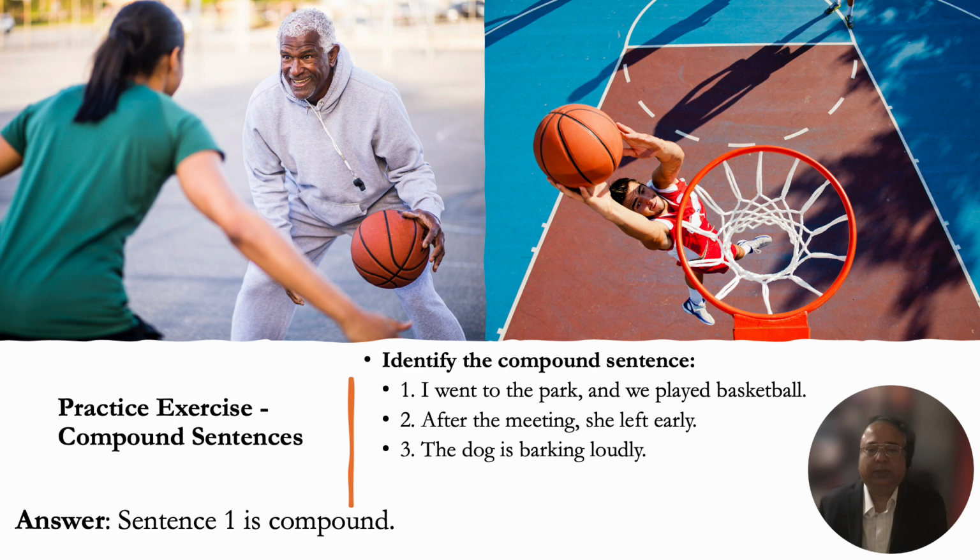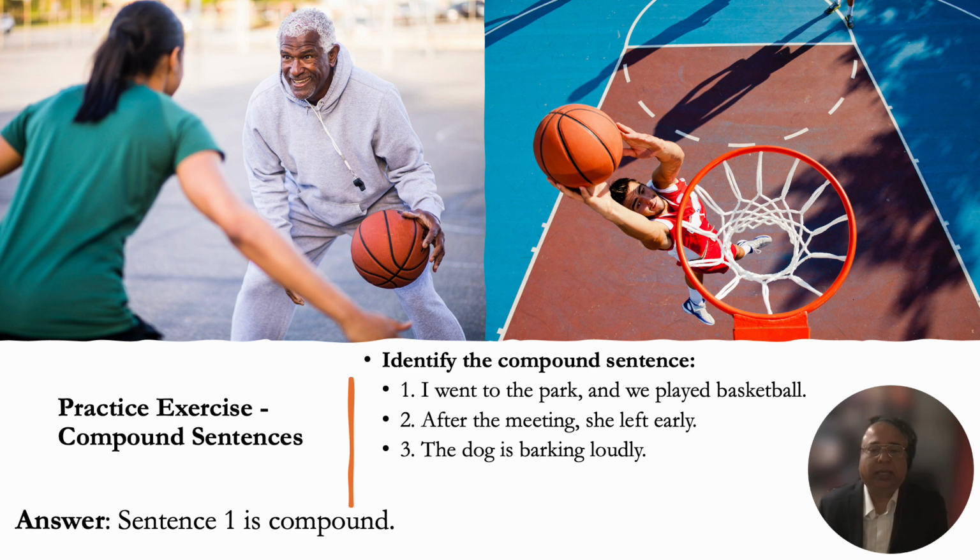All right. Sentence 1 is compound. Do you understand why that is the case? Do you remember what I said about a compound sentence having two independent clauses. The dog is barking loudly. Number 3, that's just one idea, correct? Number 2 is after the meeting, she left early. So you may be saying, well, there are two ideas there, right? There's a meeting, and then somebody left the meeting. So that's 2. But remember, a compound sentence has two independent clauses, meaning two complete clauses. So if you just said after the meeting, that's ungrammatical. It's not a complete sentence.